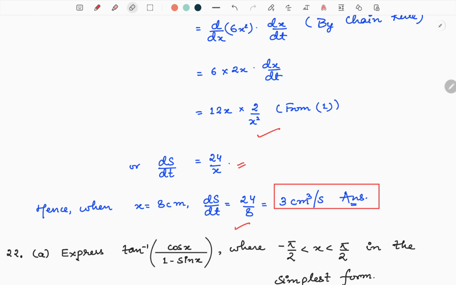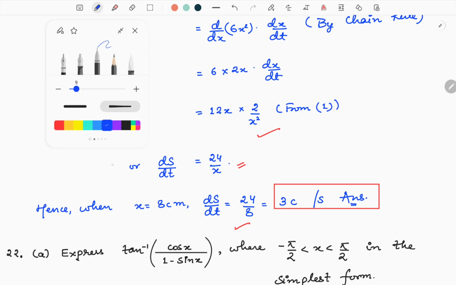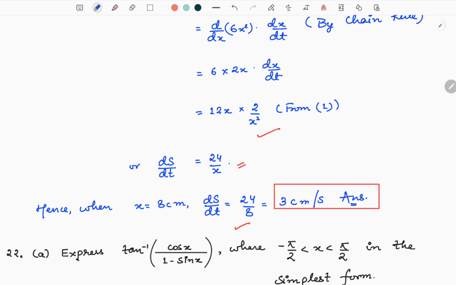Let me correct this value. It should be 3 centimeter square per second, because surface area is in centimeter square. So it's very important that you write the unit correctly and the magnitude should also be correct.